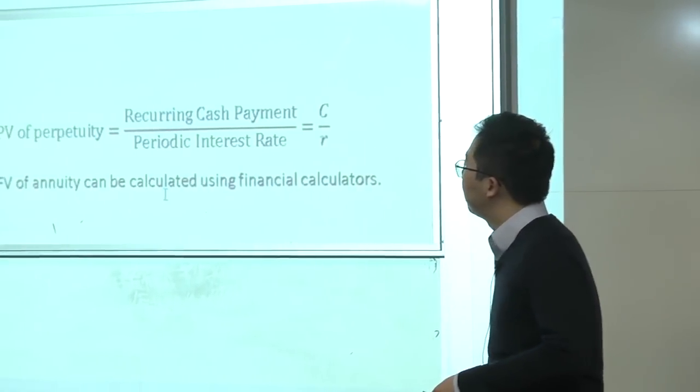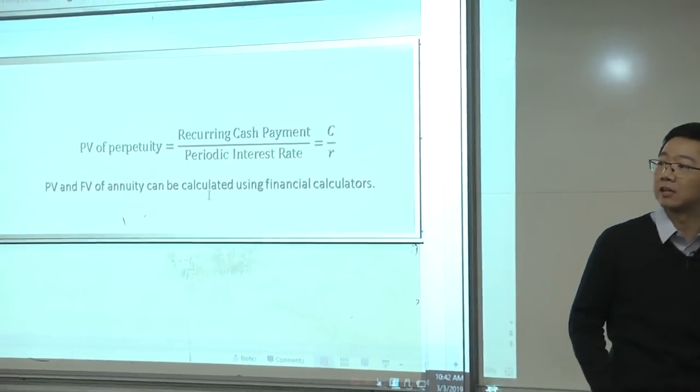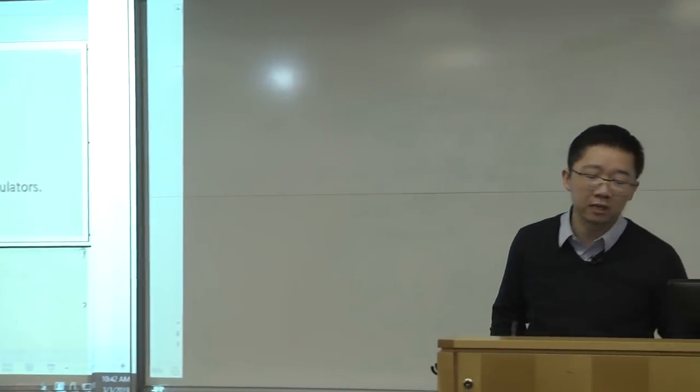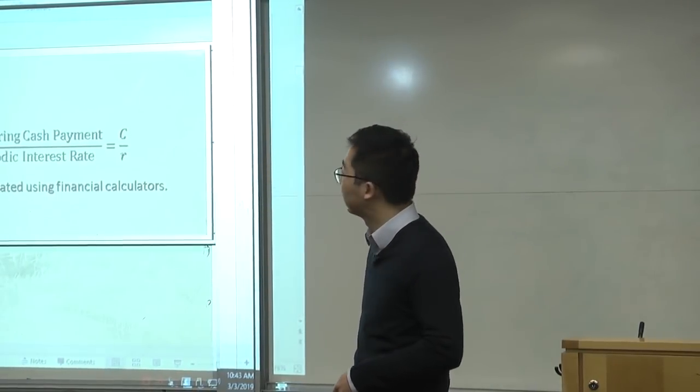The present value of that cash flow is equal to $100. The present value or future value of an annuity can be calculated using financial calculators, using the function that we just mentioned. We're going to do a lot of exercises today, on our question list.